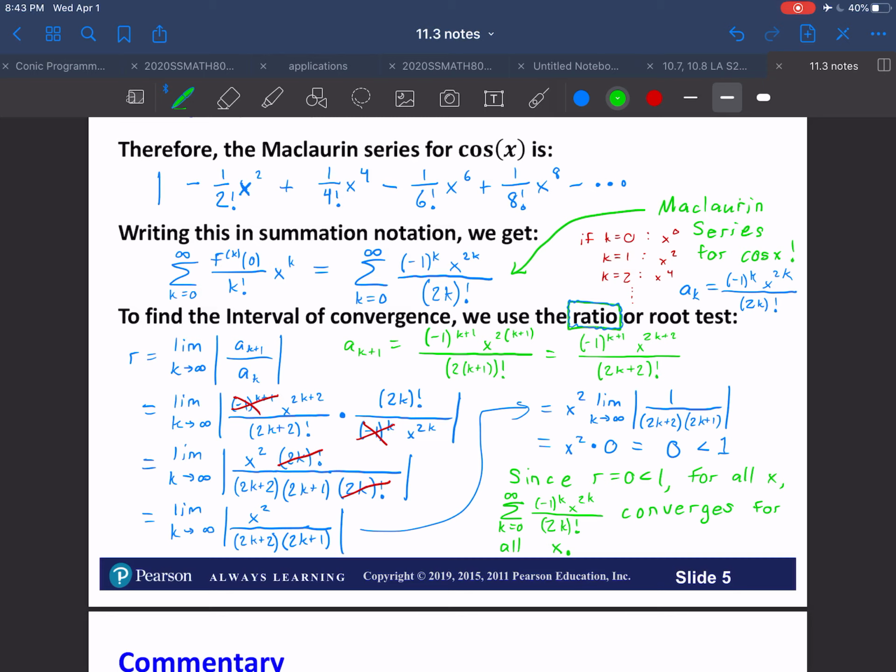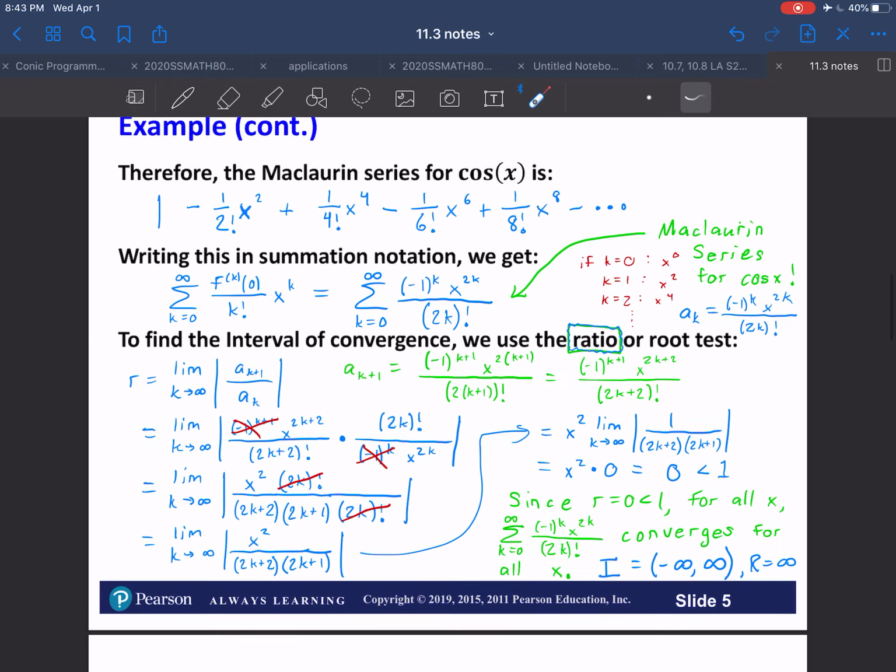And we can write down that the interval of convergence is -infinity to infinity. And if we wanted to write down the radius of convergence, we could say that that is infinity as well. Okay, so the idea is that whenever you are asked to compute the interval of convergence, just use the ratio test. All right, so let's continue.